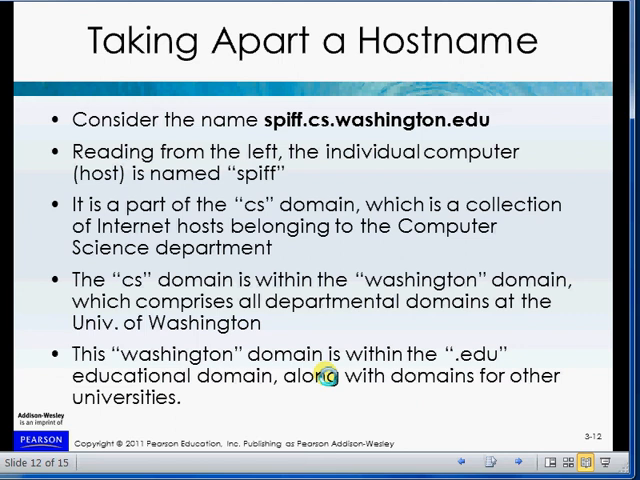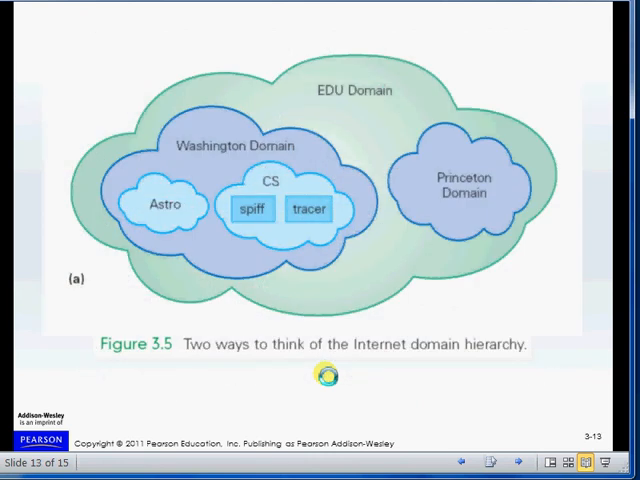So spiff is the name of the computer, and if you think of that computer as having an IP address, here is its user-friendly name. Maybe it belongs to Professor Spiff in the computer science department at the University of Washington, which is an educational institution. Okay, hierarchy. It's another way to look at a hierarchy. In this particular diagram, it shows it as a cloud.